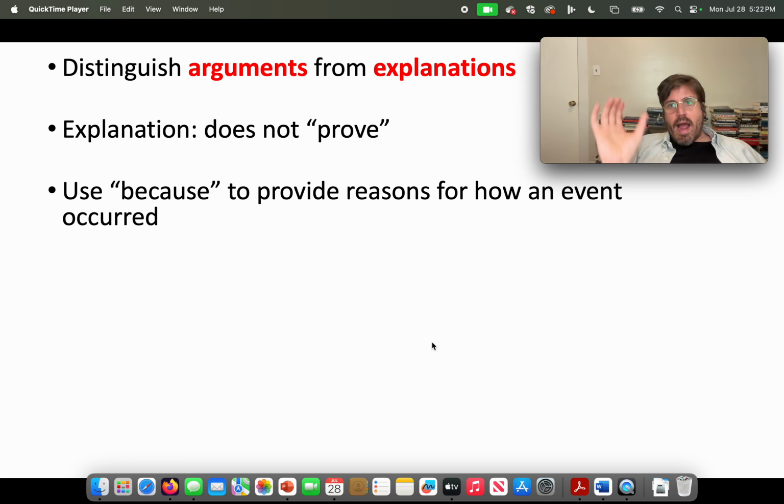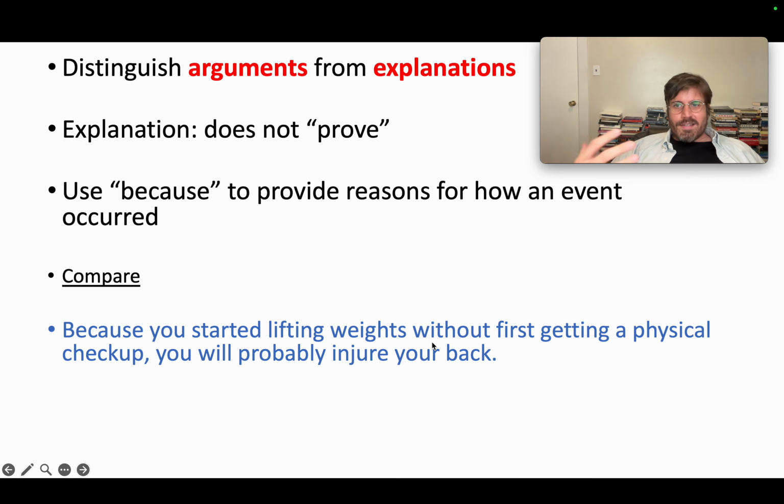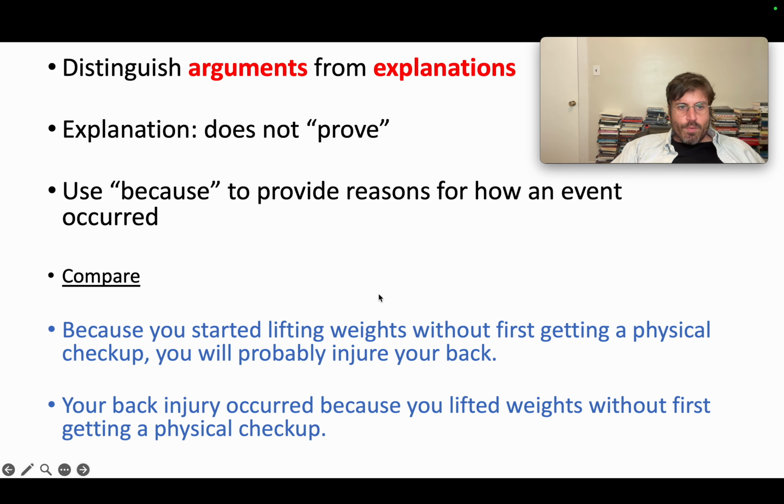All right, so this is a little hard to sort out unless you see examples, but let's have a comparison. Because you started lifting weights without first getting a physical checkup, you will probably injure your back. All right, compare this with: your back injury occurred because you lifted weights without first getting a physical checkup. Which one of these statements is an argument and which one is an explanation? Try to think about, based on what we know about arguments so far, which one would fall under the category argument and which one is merely an explanation.